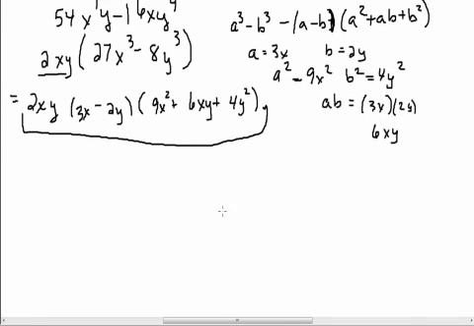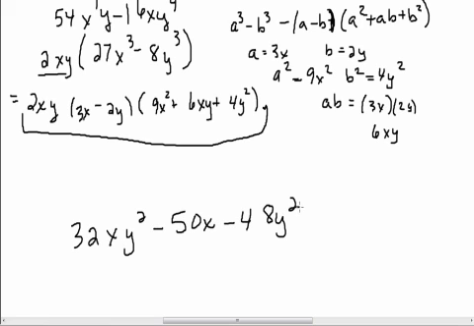Okay, why don't you try, let's see, how about 32xy squared minus 50x minus 48y squared plus 75. And again, we'll call this the U-try, and we'll take a look at that one in class.